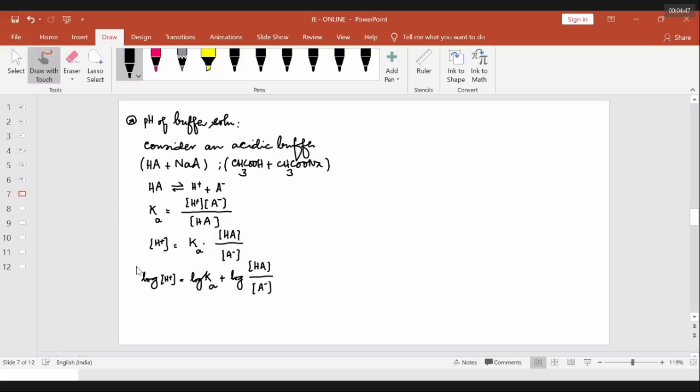Therefore, apply minus sign. This is minus log of H plus, minus log of Ka, minus log of all that. What is minus log of H plus? pH. Minus log of K is pKa, not this one, right? This minus log of K is equal to pKa, and I want to write it with this plus sign. Sir, I want to write this minus sign. If you want to take this minus sign in the form of plus, what happens?